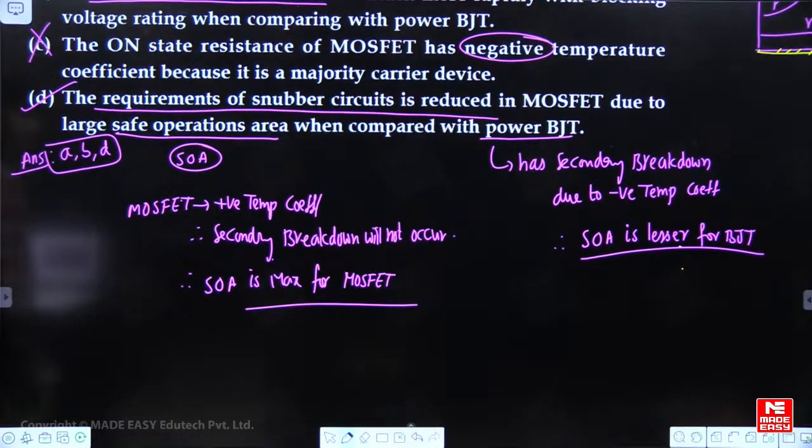So these are multiple select questions, dear students. I hope it is very clear to you. A, B and D is the right answer. I hope everything is clear to you. Yeah, D is also true, Chandan. D is also true.